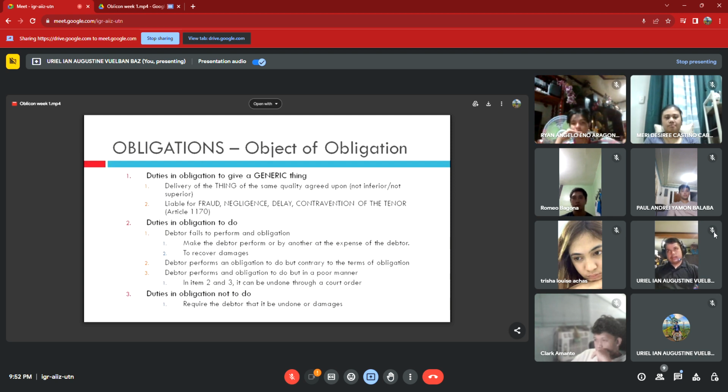How about if the debtor performs an obligation, but it is contrary to the terms of the obligation? Or how about if the debtor performs an obligation to do, but in a poor manner? Items number 2 and 3 can be undone through a court order. In a negative obligation, such as an obligation not to do, which we already discussed in module 1, the creditor can require that the performance be undone, or if it cannot be undone, then the obligor there will be liable for damages.